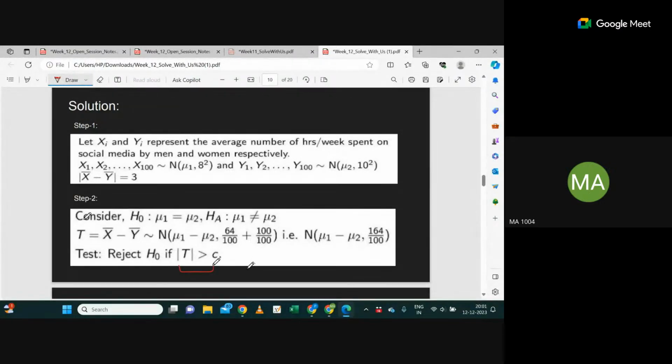So far, so good. So for t, what will be the distribution? X bar minus y bar, it will be mu1 minus mu2, 64 divided by 100, which is basically sigma 1 square divided by n1 plus sigma 2 square divided by n2. Yes or no? This is the case. Okay.